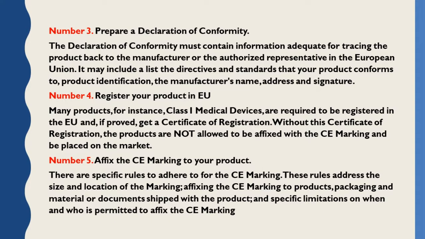The declaration of conformity must contain information adequate for tracing the product back to the manufacturer or the authorized representative in the European Union. It may include a list of directives and standards that your product conforms to. Product identification. The manufacturer's name, address and signature. Number 4. Register your product in EU.